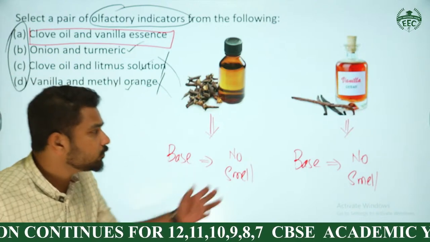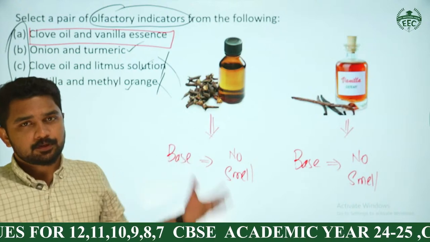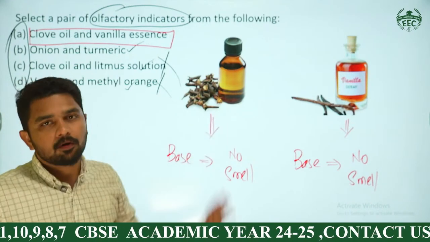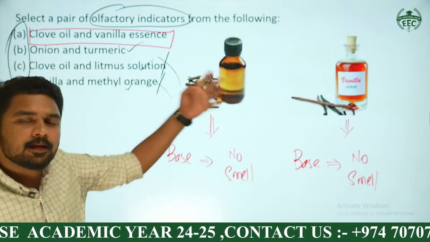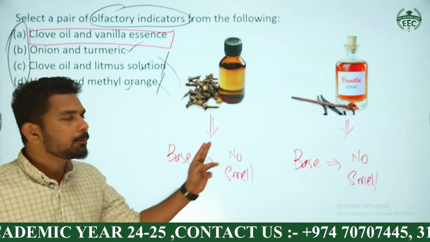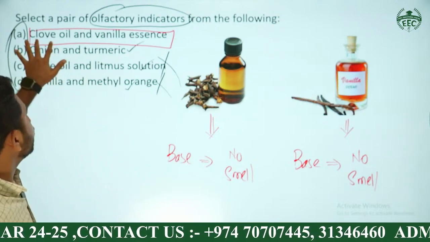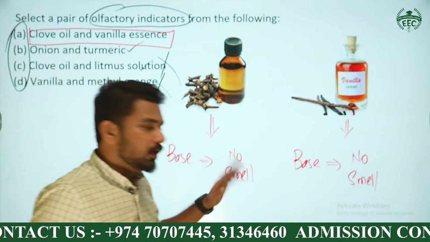By this way, they are indicating the nature of the substance in which they get dissolved. So these are olfactory indicators. There are actually three olfactory indicators. One is clove oil, another is vanilla essence, and the last one is onion also.